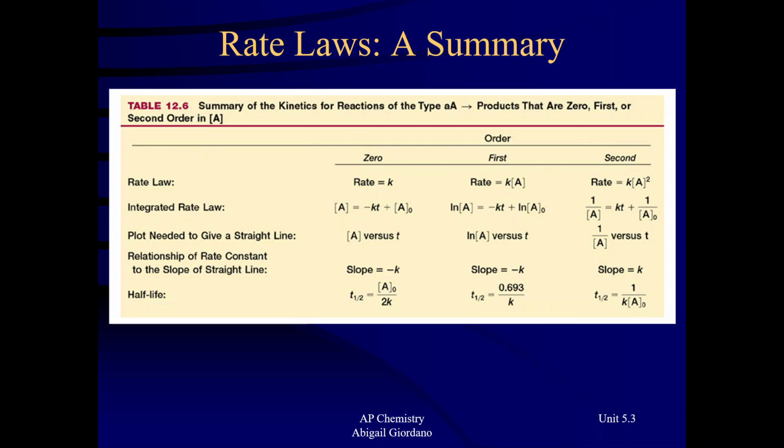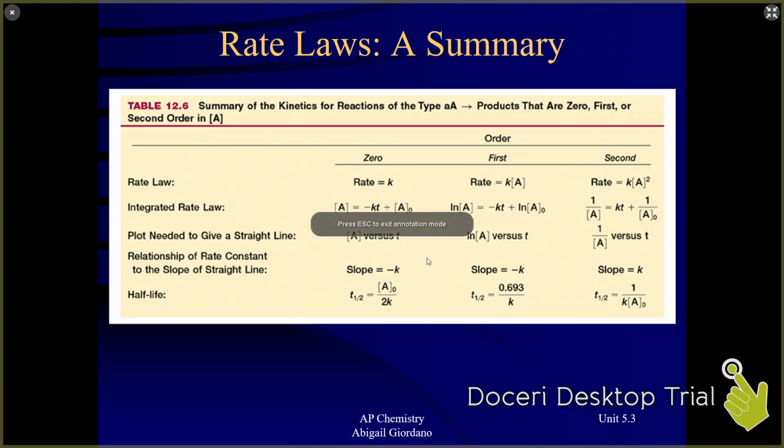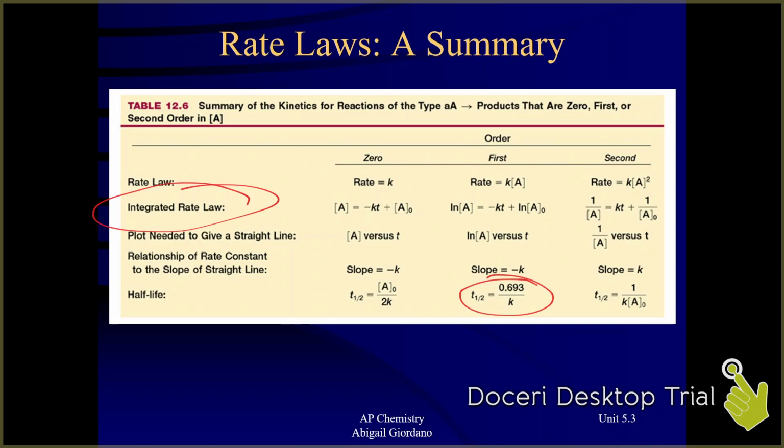But in this chart, you've got the differentiated rate laws, the integrated rate laws, the plot needed to give a straight line, the half-life formulas, the relationship to slope, and using slope to help you determine k. Guys, don't memorize this. This line right here, those are on your formula sheet. So is this one, but anyway.